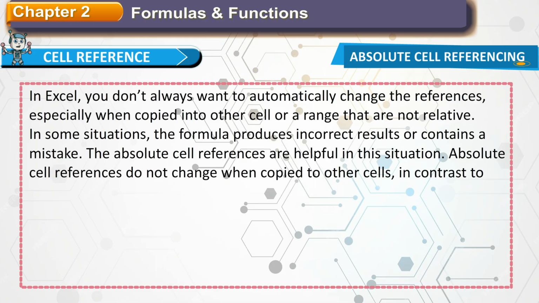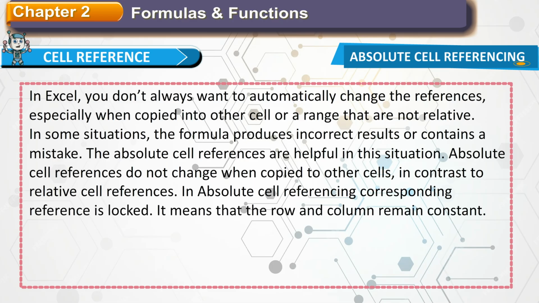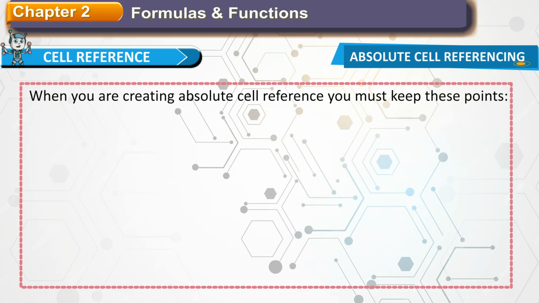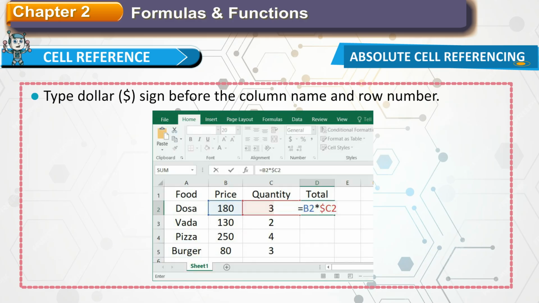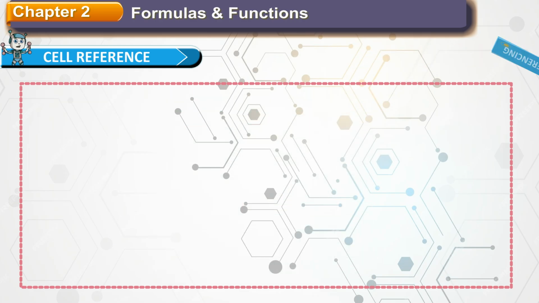Absolute cell references do not change when copied to other cells, in contrast to relative cell references. In absolute cell referencing, the corresponding reference is locked. It means that the row and column remain constant. When you are creating an absolute cell reference, you must keep these points. Type the $ sign before the column name and row number. Press the F4 key to fix the reference or lock it for the selected cell.